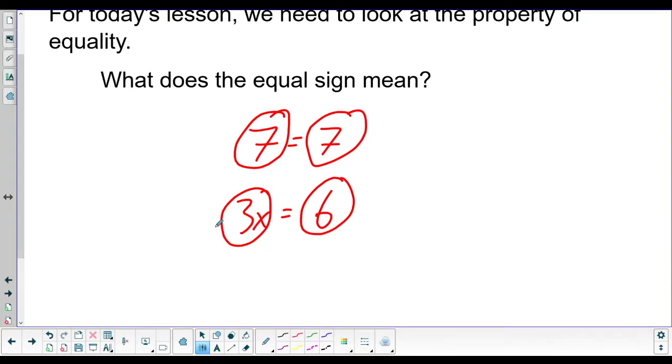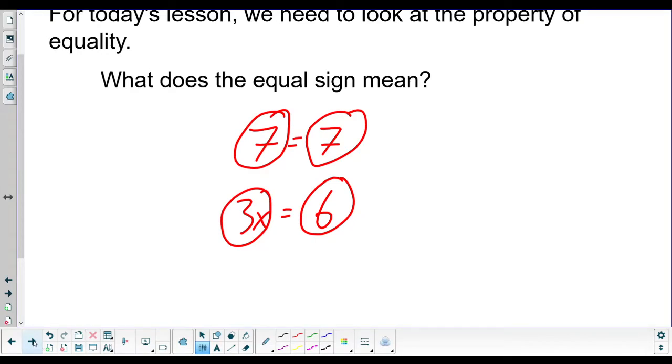I can say, all right, well, if this side is 6, this side must also be 6. So what number times 3 is 6? And it can help me solve the problem, right? So it means that we can compare the two sides and say, well, if that's the same, then this should also be the same, right?